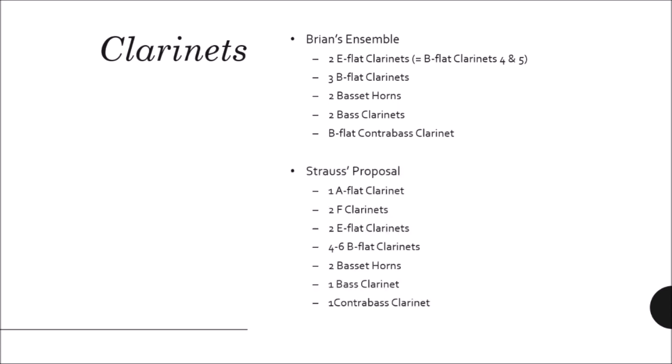This is what Strauss proposed, and we can see why Brian actually went smaller than Strauss and deviated from his proposal. So Strauss called for 1 A-flat clarinet and 2 F clarinets. A-flat clarinet was pretty much unknown in England, and the F clarinet has been extinct since probably before 1850. 2 E-flat clarinets, which Brian uses, 4 to 6 B-flat clarinets, and Brian is close to that. He actually uses 5 total, but 2 of those are the E-flats. 2 basset horns, 1 bass clarinet. Brian actually ups that to 2, and then 1 contrabass clarinet.